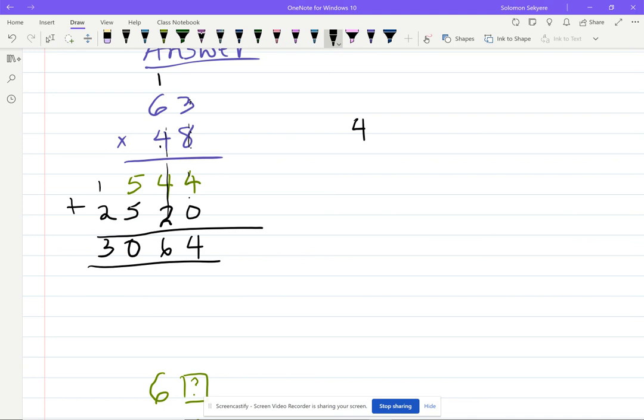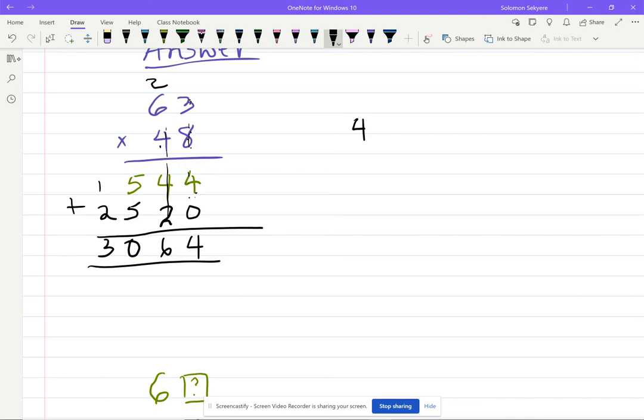Okay, 8 times 3 is 24. You put a 4 down here straight. Make sure your numbers are lined up straight. You carry the 2 here. You put a 4 here, and then you carry the 2 up. 8 times 6 is 48. 48 plus 2 is 50.